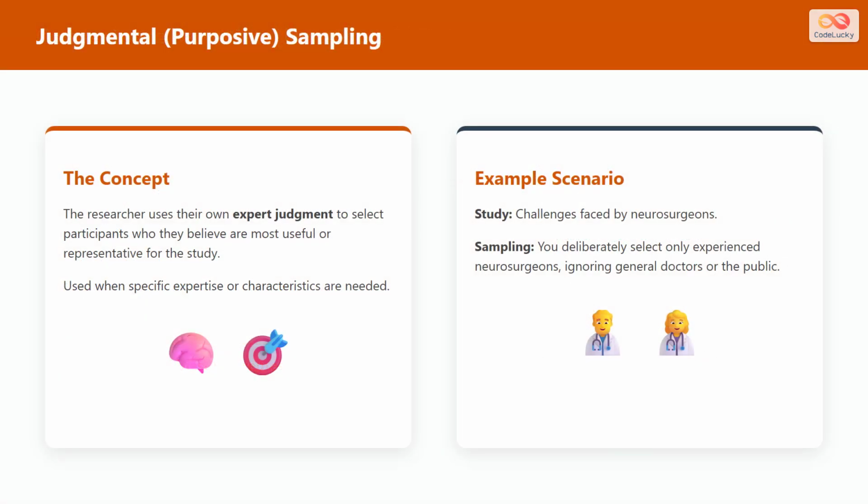Judgmental or purposive sampling relies on the researcher's expertise. The researcher deliberately chooses participants who they think are best for the study. For example, if studying a rare medical procedure, you would handpick expert surgeons rather than the general public.